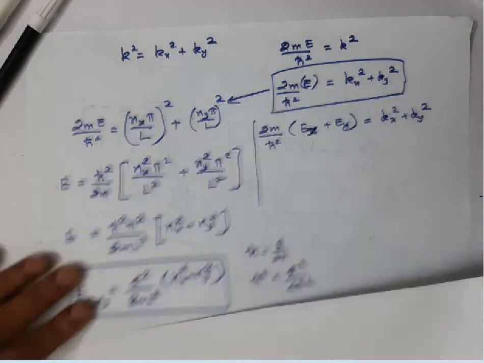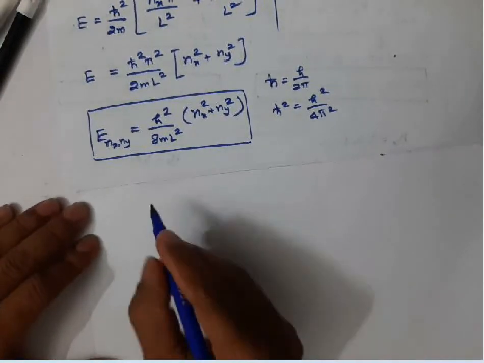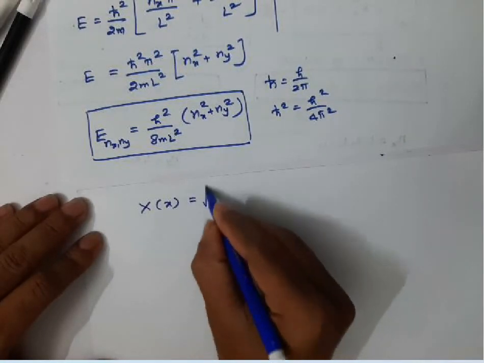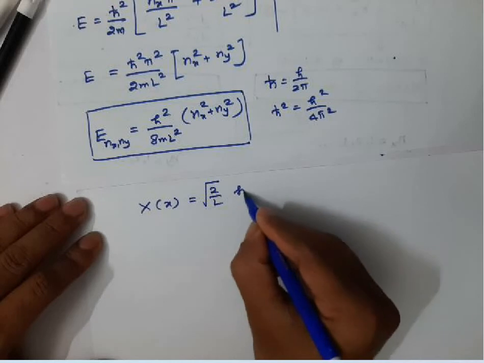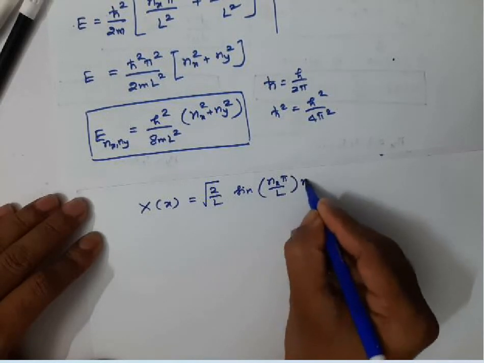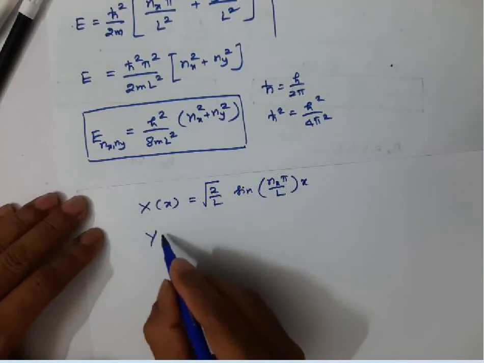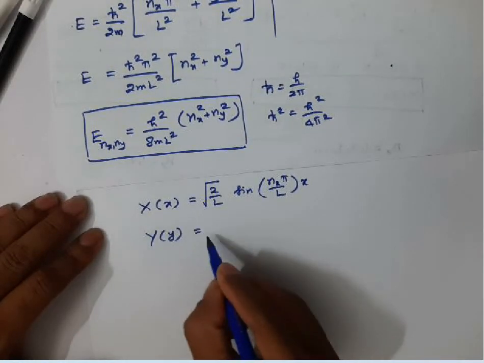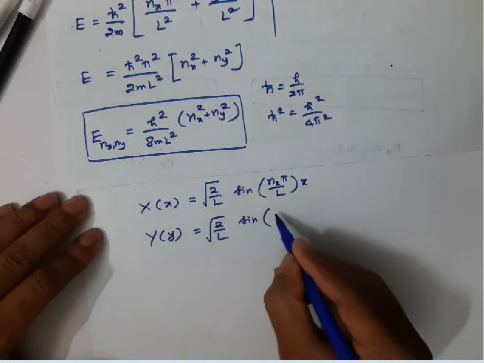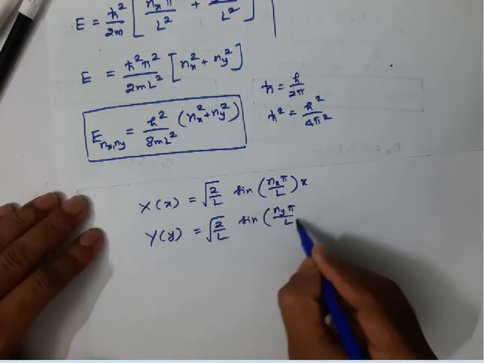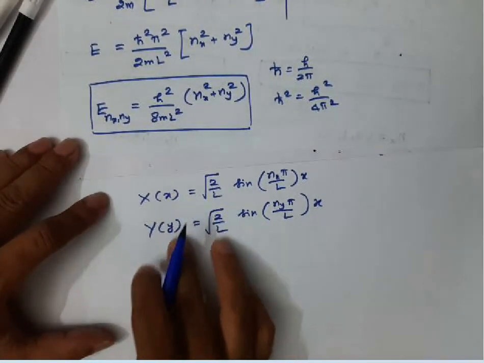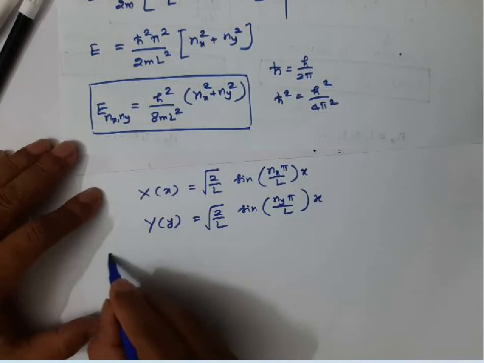We got the two wave functions, capital X and capital Y. Capital X, which depends on the variable small x, equals square root of 2 by L into sine nx pi by L into x, and the wave function Y can be given as square root of 2 by L into sine ny pi by L into y. If you multiply these two, you will get the total wave function as per equation number 1.